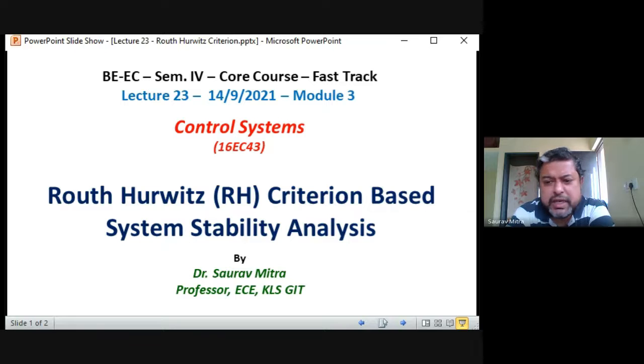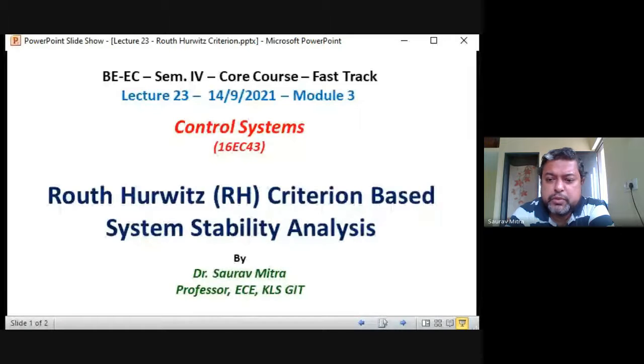Actually I have explained to you that whenever there is a transfer function, there is a numerator polynomial and a denominator polynomial. If you find the roots of the numerator polynomial, they are called zeros, and the roots of the denominator polynomial are called poles. As per the stability condition for any system, the poles of the system should be in the left hand side of the S plane. Then only the system is going to be stable.